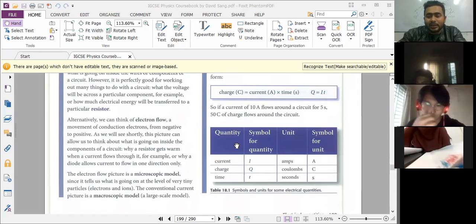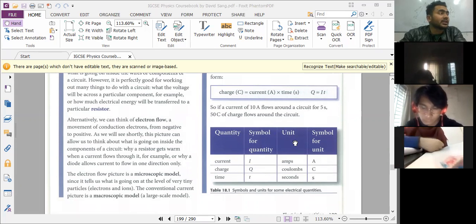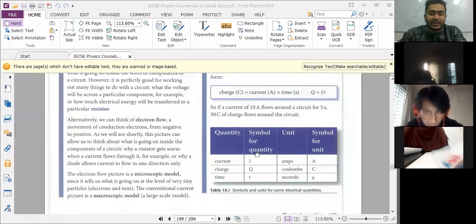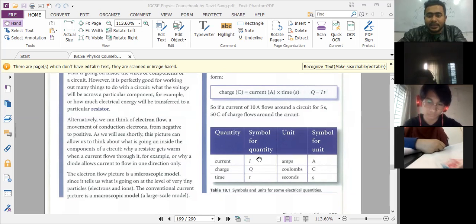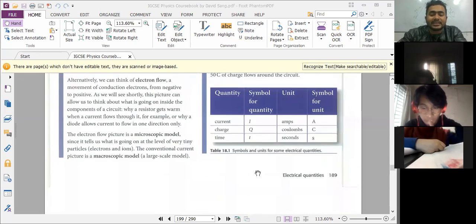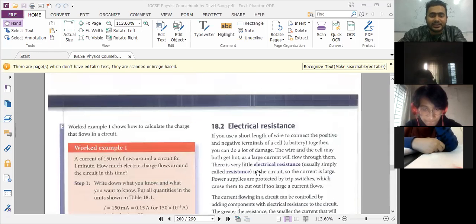So 10 amps definition is done. এবার দেখো এখানে কিছু সিম্বলিক এক্সপ্রেশন এবং তাদের ইউনিটস দেয়া আছে. Quantity current, symbol I. Remember I is italic, but when writing, no need to slant it, just write a straight I. Unit amps, symbolic representation capital A. Charge Q, unit coulombs, symbolic representation capital C. Time t, seconds, symbolic representation small s.